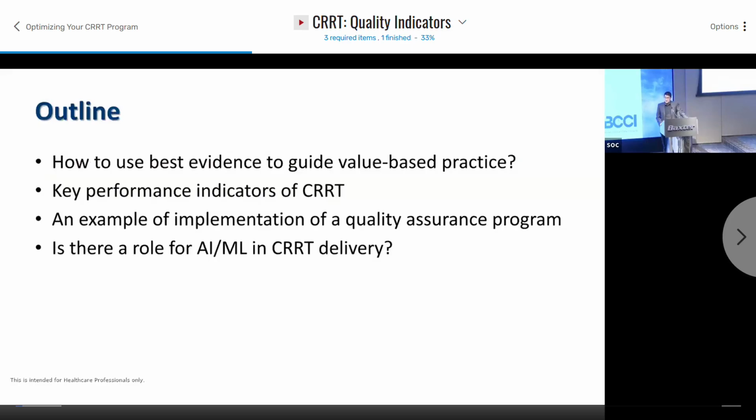So the outline is first how to use best evidence to guide value-based practice in CRRT. What could be key performance indicators that have been proposed by multiple experts in the field, and then an example of implementation of quality assurance programs, and then if we can use any of these AI digital health tools for CRRT delivery.